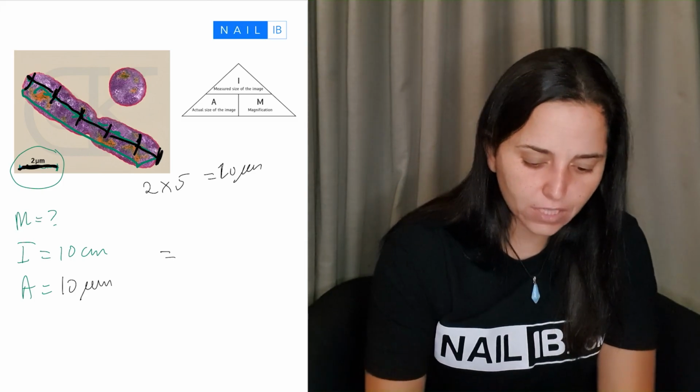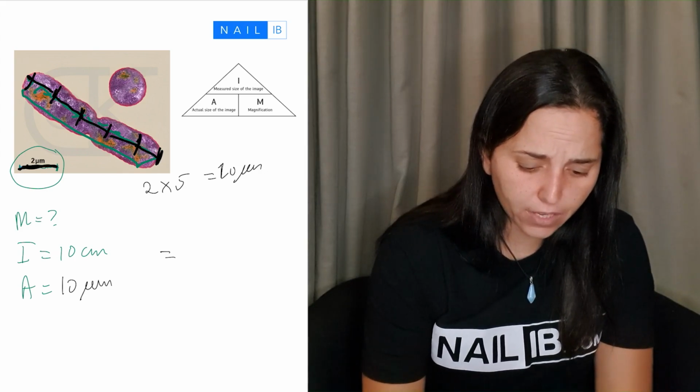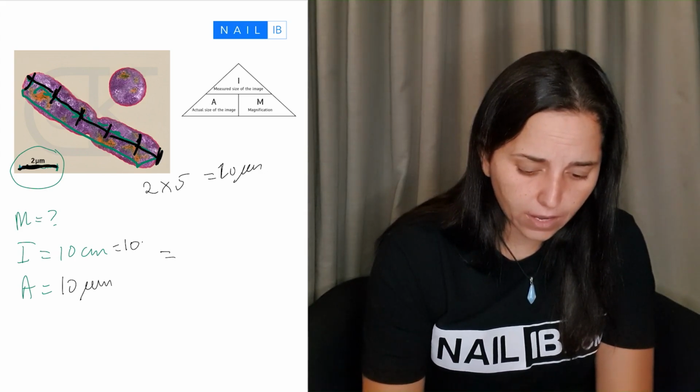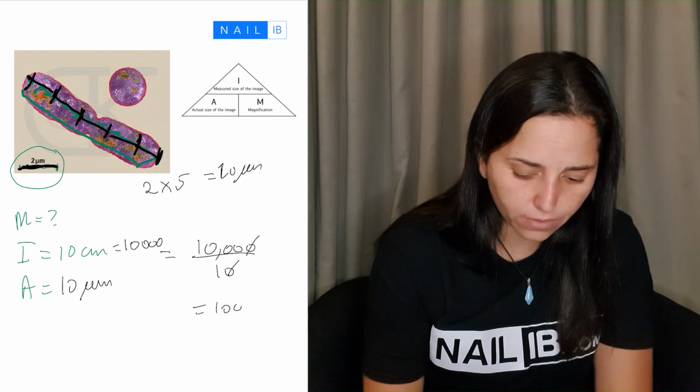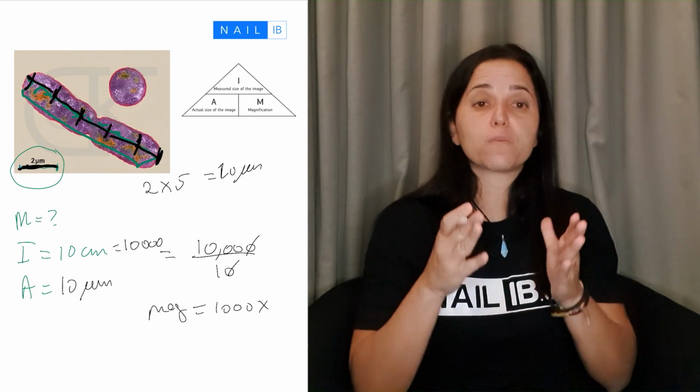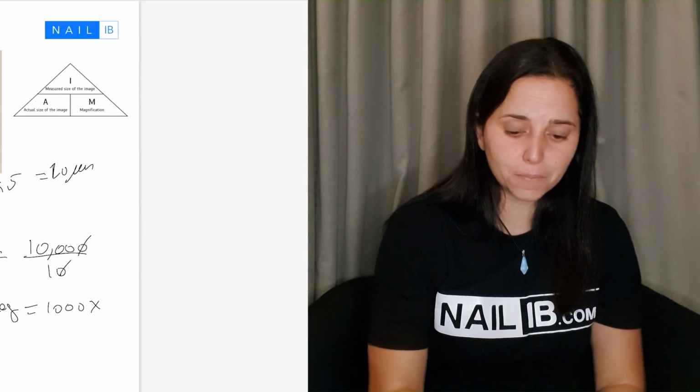So obviously, I can convert the centimeters into micrometers. So you will have the magnification as 10 here divided by 10. Obviously they cancel, and you have 1000 magnification right there. So very straightforward. Make sure you look at the picture for these ideas.